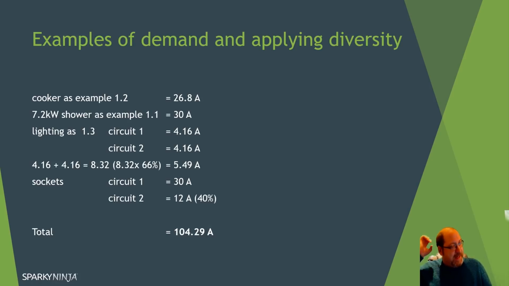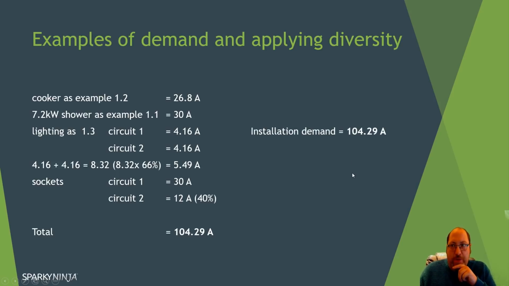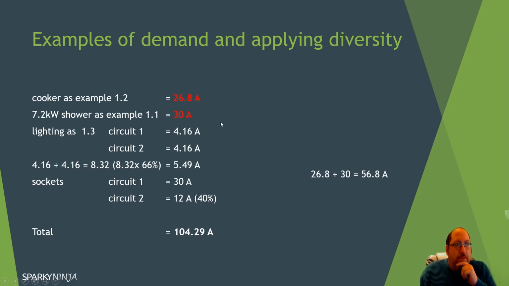Now, immediately you're like, well, that's just stupid, because that's too much. But you need to question what you're looking at here. We have an installation demand of 104.29, but 26.8, 30 amp, you know, 56 amp of that, more than half of the installation's demand, is the cooker and the shower.